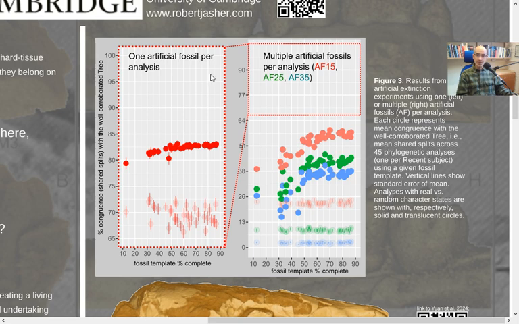Now, this is starting out with the O'Leary et al. 3,660 fossilizable characters, so hard tissue, bones, and teeth, etc. And congruence with the well-corroborated tree is on the y. The fossil template completeness is on the x. And in their data set, there are lots of fossils, and some of them are really bad, known from just a shade over 10% of these 3,600 characters, and some are reasonably complete, with characters from the ear, the postcranial skeleton, the dentition, the whole shebang.